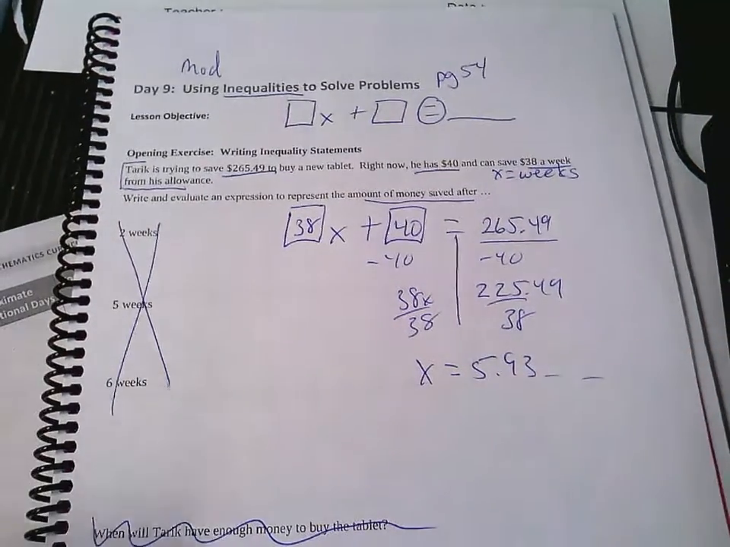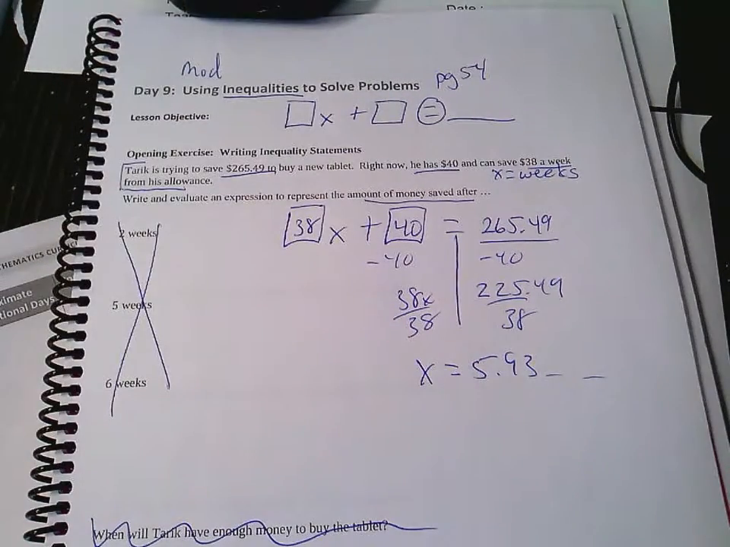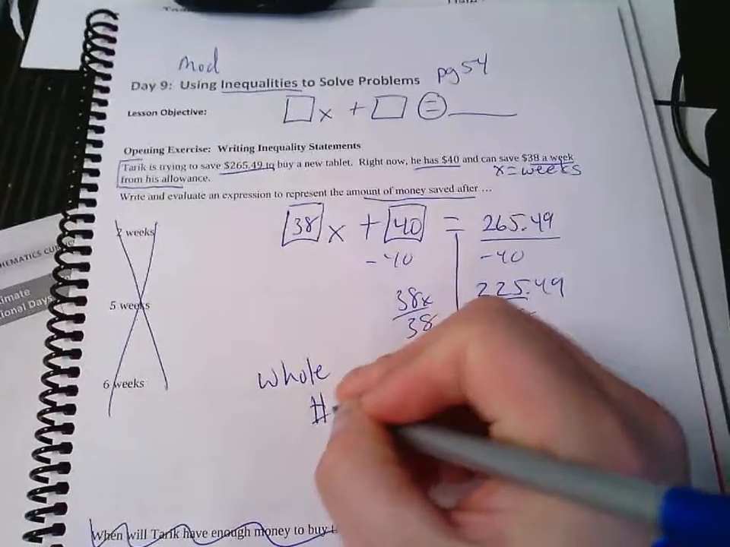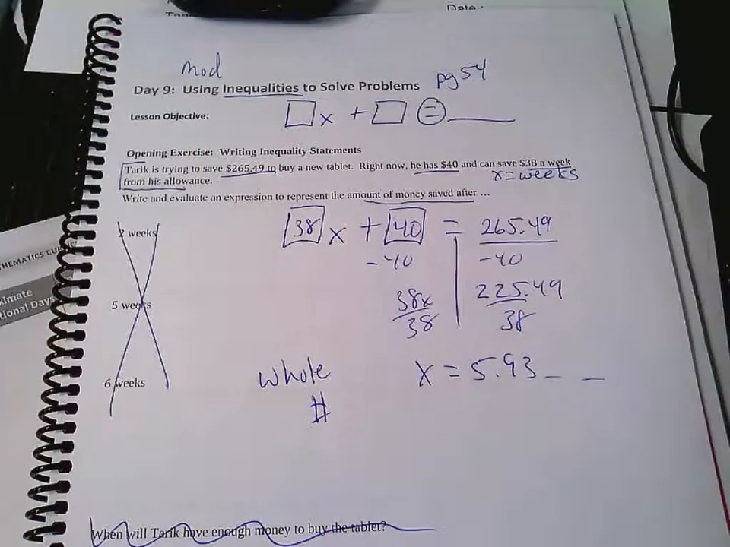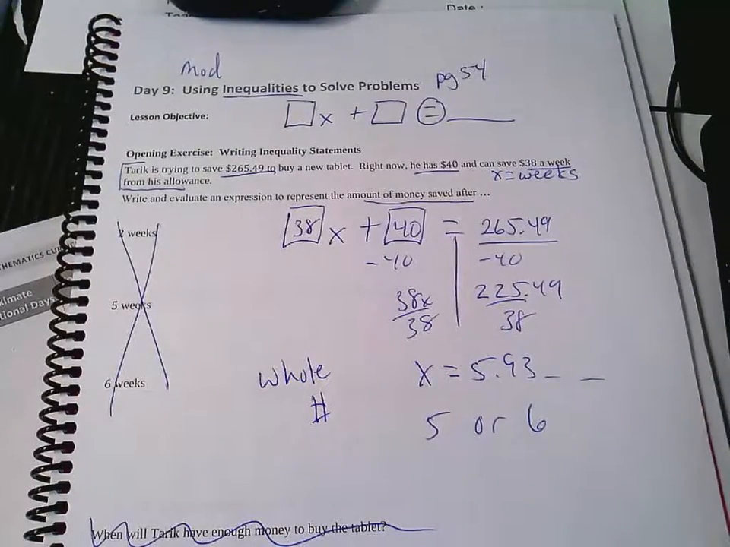5.93, and so on. And what happens when this number doesn't come out nicely? Most of the problems that we worked on before came out fairly nicely. So here's what we have to consider. In these problems, our answer needs to be a whole number. So the question becomes, is this 5 or is this 6?